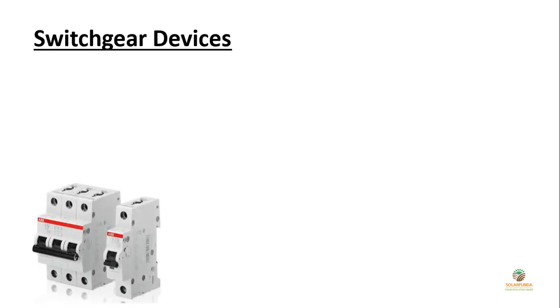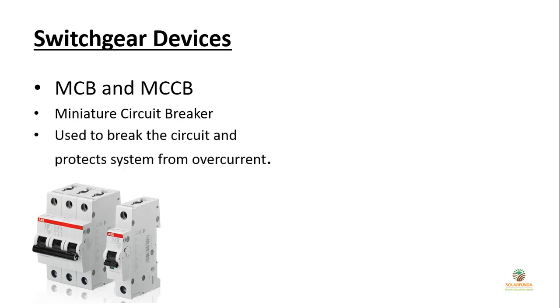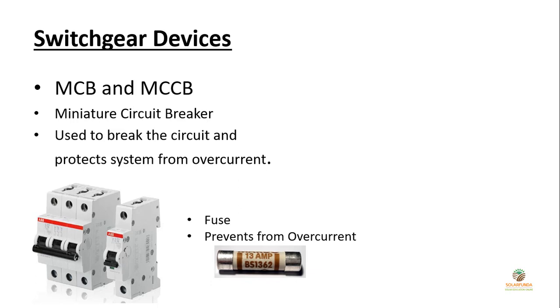So, what are these MCB, MCCB and SPDs? Starting with MCB. MCB stands for Miniature Circuit Breaker. These are used to break the circuit. They also prevent the system from overcurrent. So, during the fault, whenever overcurrent flows through the MCB, it breaks the circuit. Good thing is that we can switch this on manually. On the other hand, we have fuses. These also prevent from overcurrent, but they need to be replaced whenever the fuse blows. As MCBs and fuses are connected in series, their ratings are in ampere.